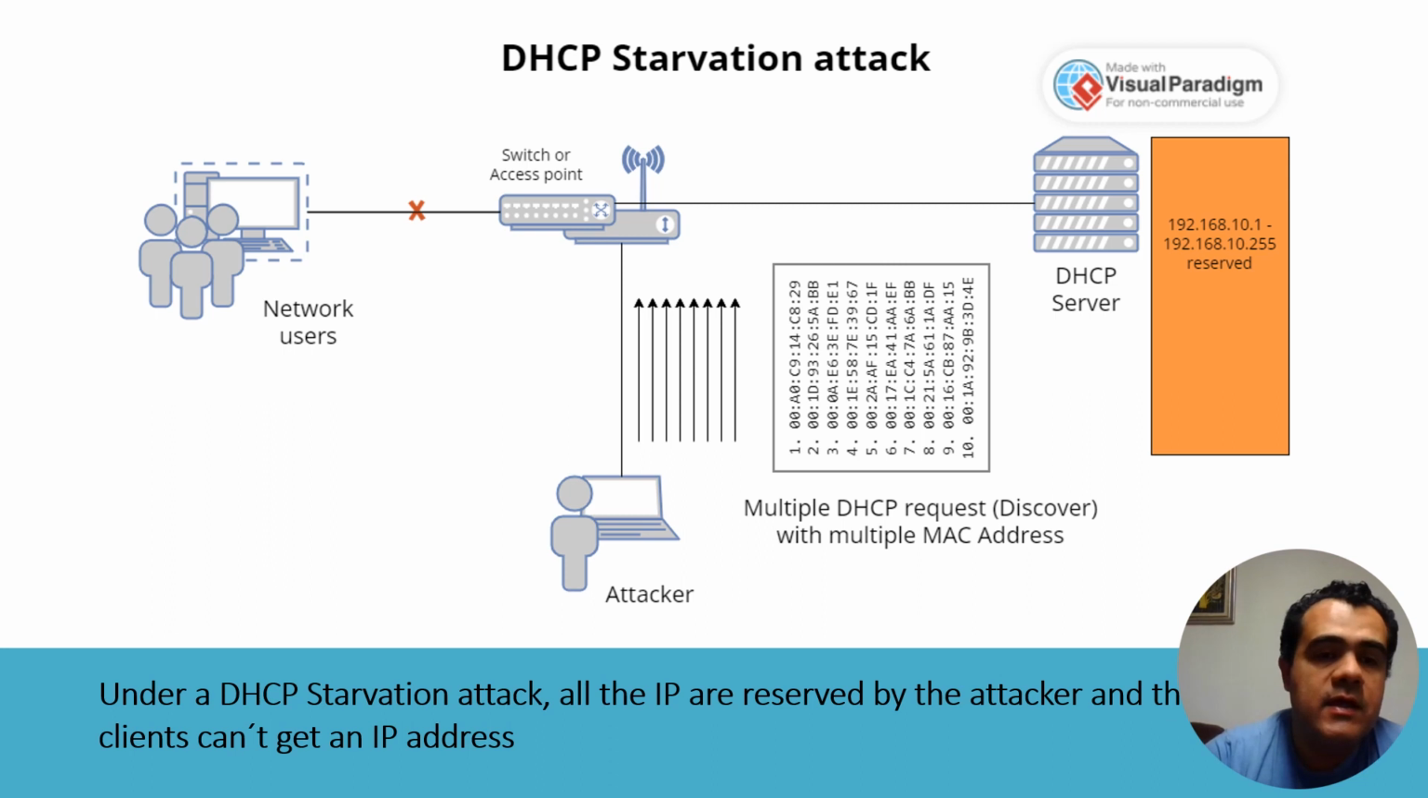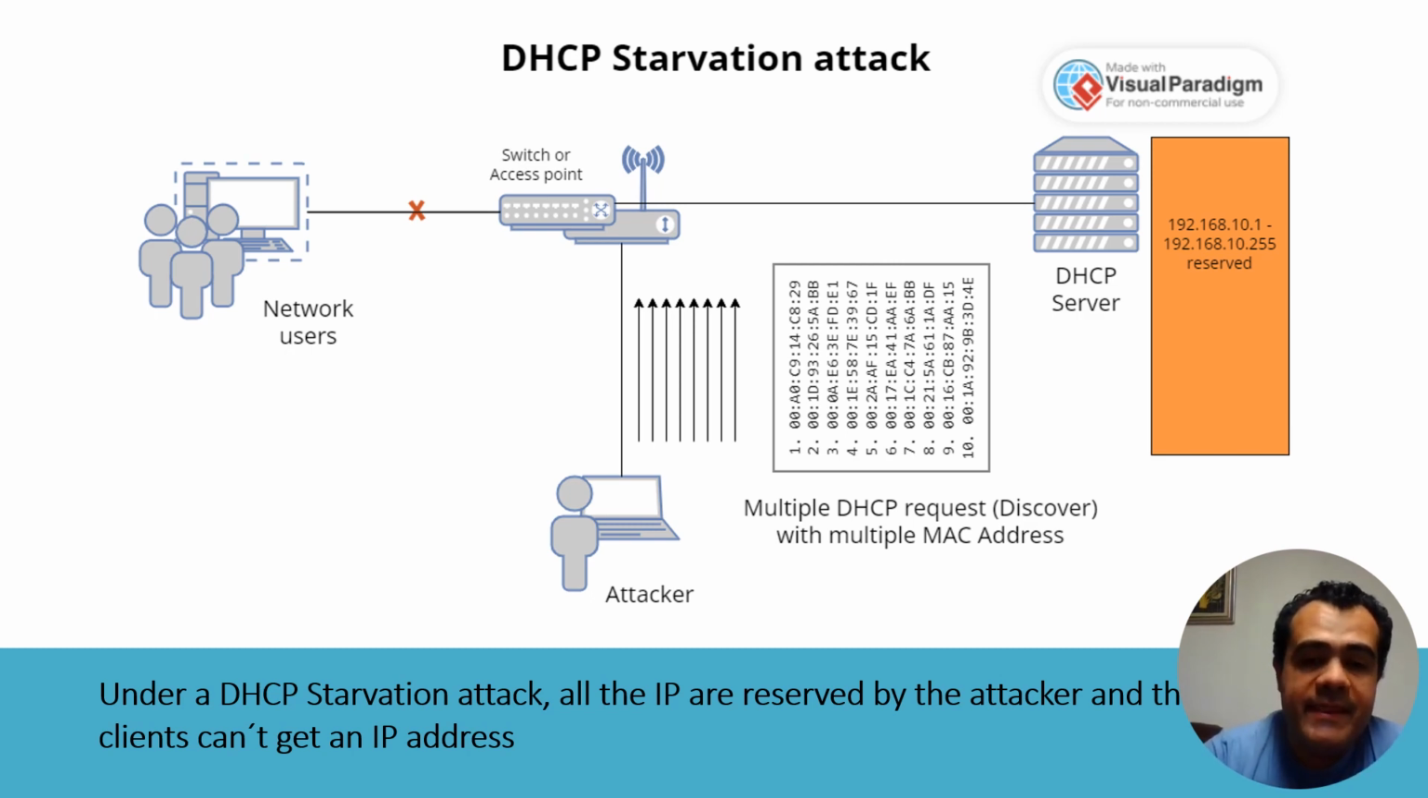In this case, if a network user tries to connect to the network, for example somebody else turns on their computer or tries to connect through Wi-Fi, they won't be able to connect, because when they try to get an IP from the DHCP server, it cannot respond because all the IPs are reserved.